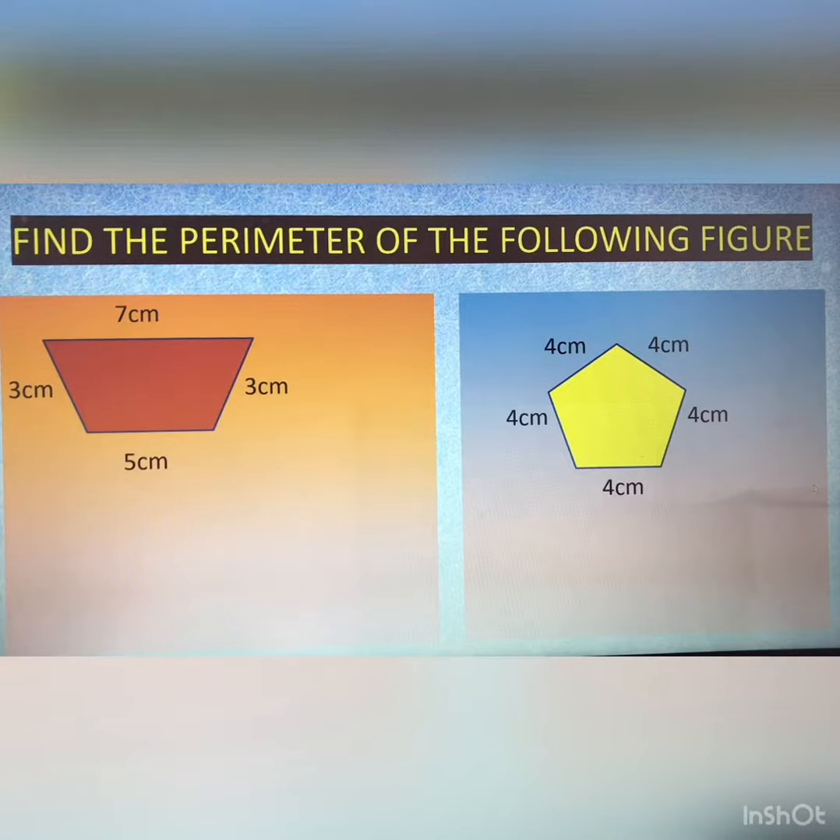So this is also the formula for a regular pentagon, that is n into the measurement of one side. N, what is the n? N is the number of sides, and the measure of side means the value of one side. So this is the formula for the perimeter of a regular pentagon.